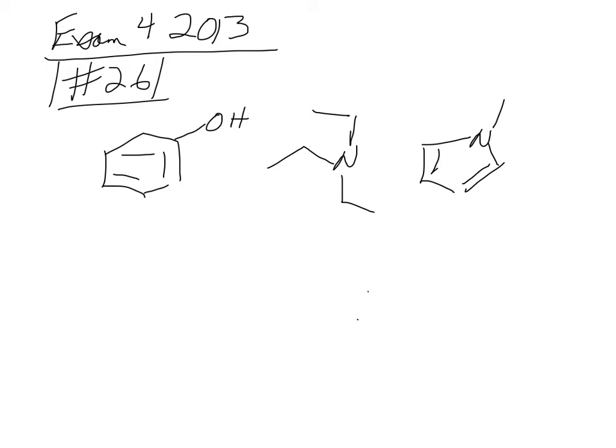What I would do first is draw in my lone pairs. So oxygen has 2, nitrogen has 1. I draw these in, and then I would start predicting whether these things were acids or bases, or neutral. So the oxygen, is that going to be an acid, base, or neutral? The phenol here, this alcohol. I would say probably weak acid.